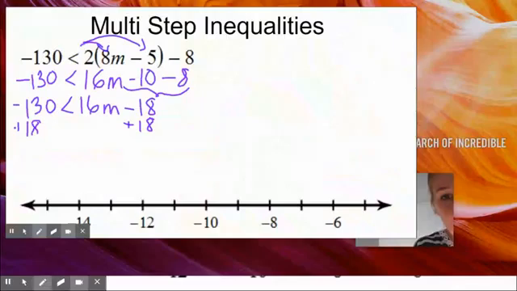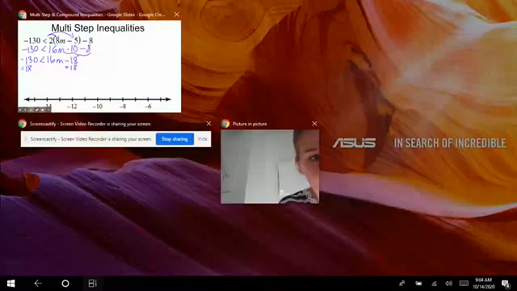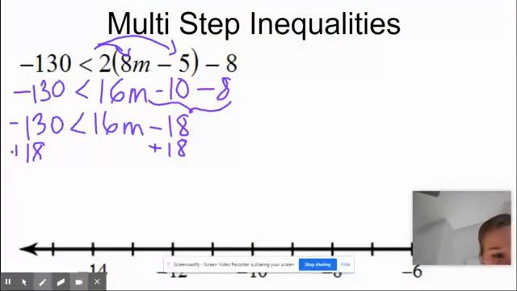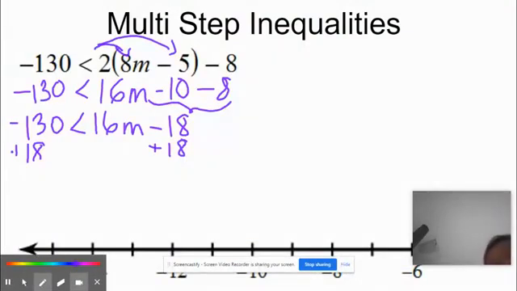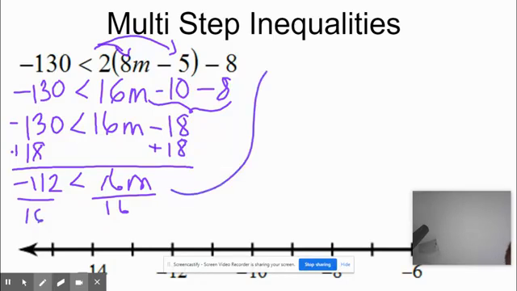We add 18 to both sides. I don't know what happened there. So we add 18 to both sides, right? Which is going to be -130 plus 18 is -112 less than 16m. Ew. Now we divide both sides by 16. And I'm out of space, so I'm just going to continue over here. I'm just going to rewrite what I had because it only takes a second.